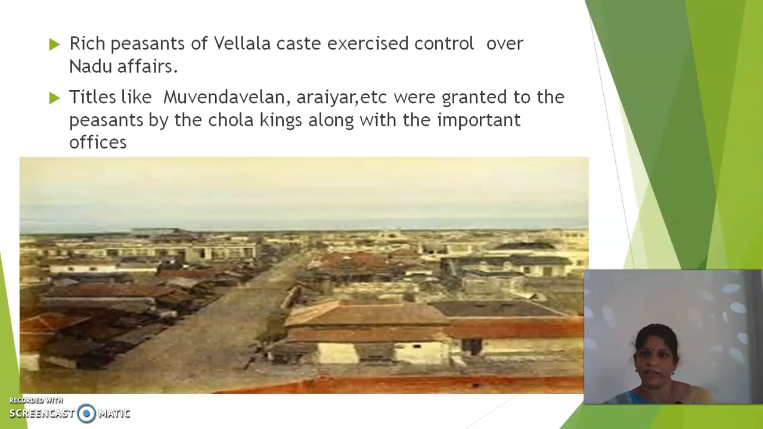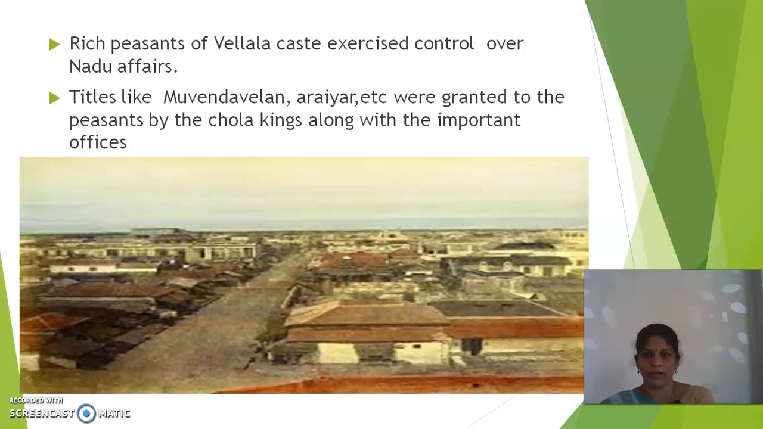So already we saw that Urs means what? The villages, the farmers. Most of the farmers made their settlements near the Kaveri river banks, and those areas are called Urs. A group of villages is called Nadu. The rich peasants were called Vellala, and that caste exercised control over Nadu affairs. Then titles like Muvainda Velan and Arayar. Yes, children, just underline these two words, Muvainda Velan and Arayar.